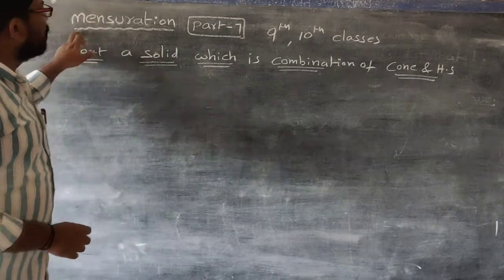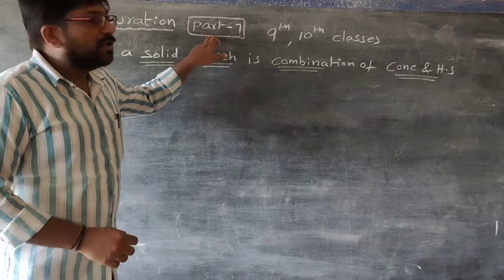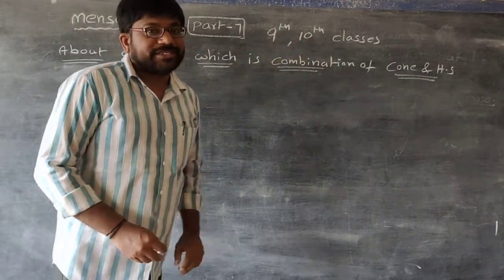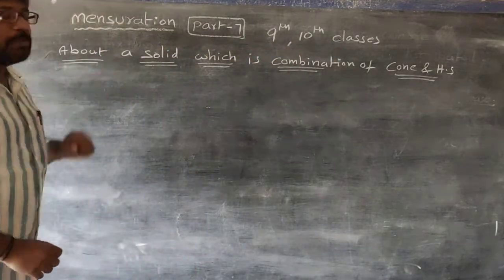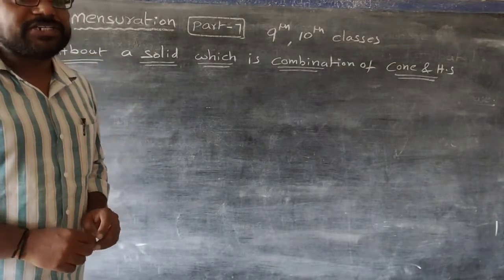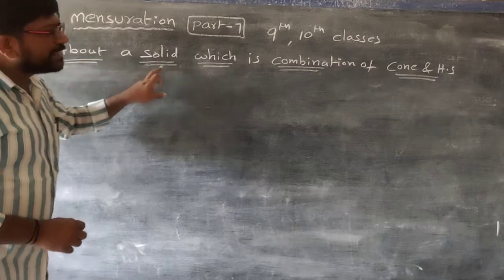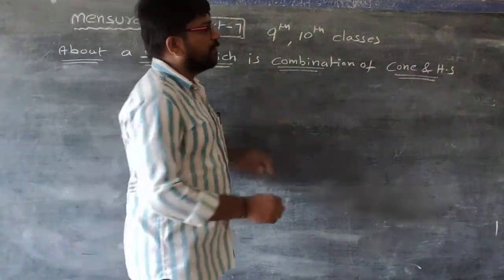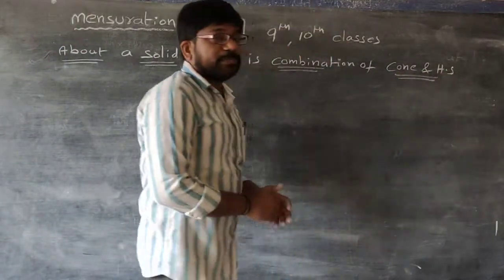Today's topic is mensuration part 7 for 9th and 10th classes. In this part we discuss combination of solids, about a solid which is a combination of cone and hemisphere.